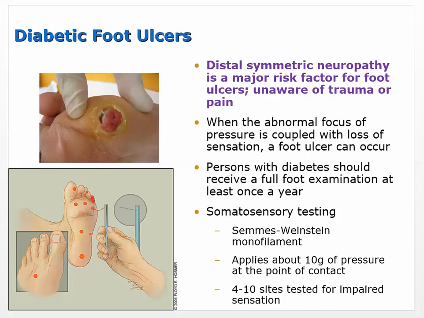So it's tested. Diabetics can be tested, and they use these little threads that bend at a certain pressure, and then you can get a difference in how much can be sensed. Less sensation is usually an earlier indicator of damage that's taking place, and that's why it's recommended that a person with diabetes should receive a full foot exam at least once a year, and then they use these to test it. And that's the last slide for this section, this chapter.